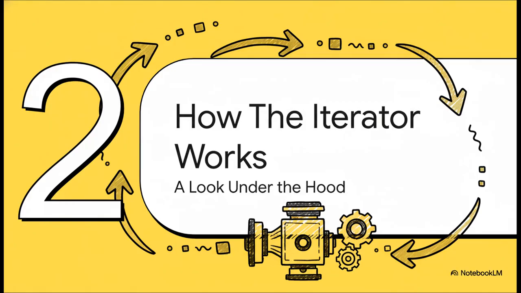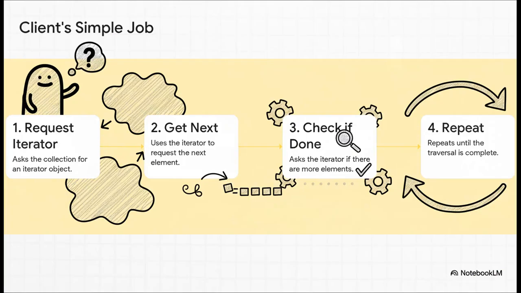Okay, this all sounds fantastic in theory, but how does it actually work in practice? Let's pop the hood and take a look. And you'll see it's actually surprisingly straightforward. So from your code's point of view, what we call the client, the job becomes incredibly simple. First, it just asks the collection, hey, can you give me an iterator? Then it just uses that iterator in a loop. It keeps asking for the next element and checking if there are any more left, over and over, until it's done. The client has absolutely no idea how the iterator is finding that next item, and it doesn't need to.